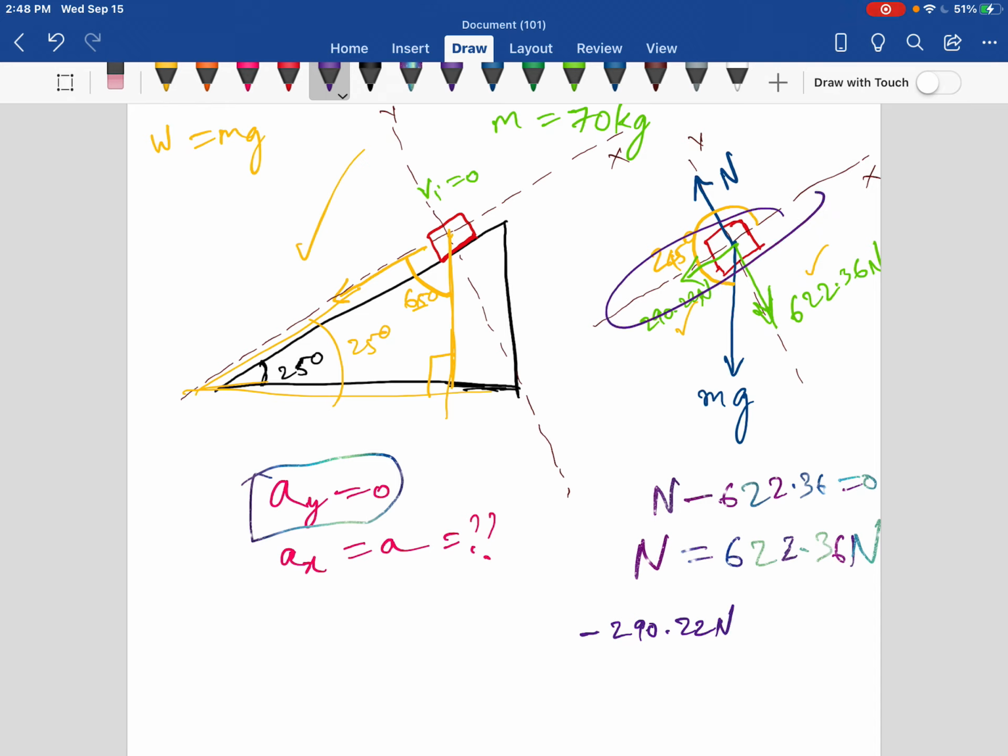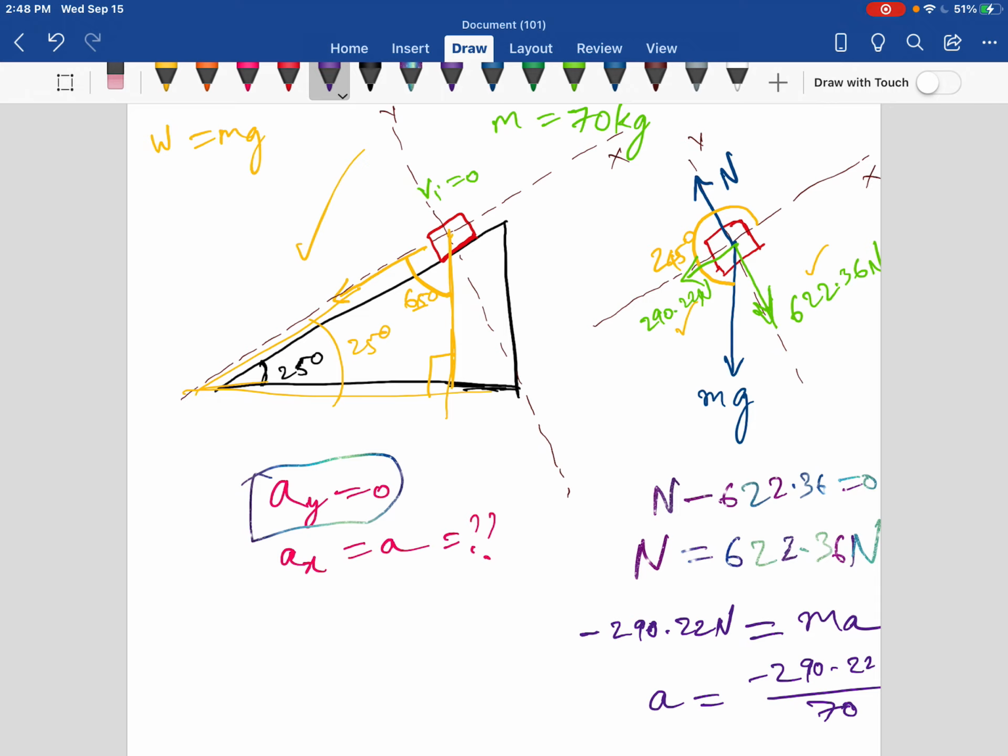So negative 290.22 newtons, that is the total force in the x direction. There are no other forces counteracting it, right? The only force in the x direction is this. So I wrote that force down, because the net force in the x direction should be mass times acceleration in the x direction. So it should be just this. This will give you a negative value for acceleration: negative 290.22 divided by 70.